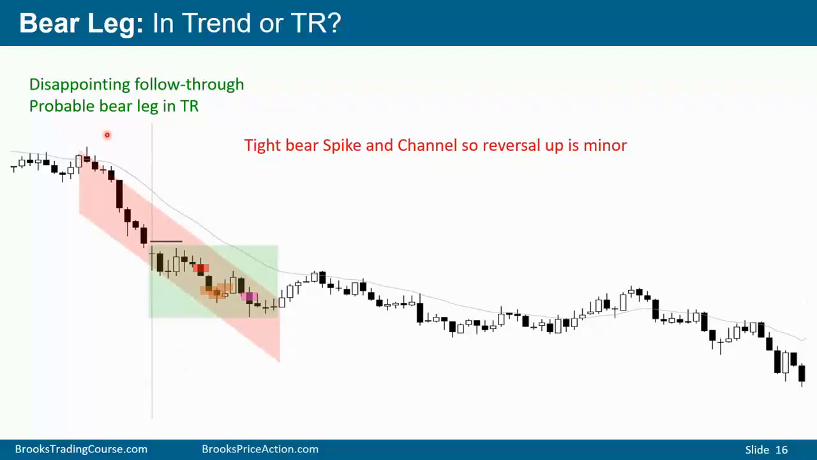A tight bear spike and channel. This is the spike down. These 4 bars, maybe these 8 bars, spike down, and then a pullback. It's a channel, not all that strong. A lot of times when you get a spike and channel pattern, the market will rally to test the top of the channel. This is in such a tight channel that the first reversal up is minor, and we're probably still going lower.